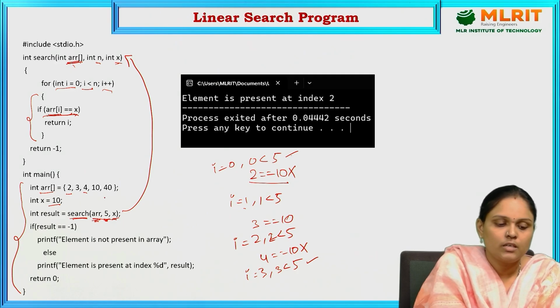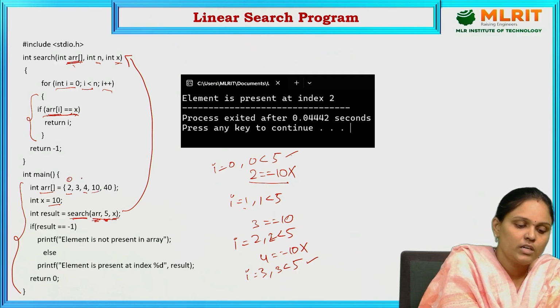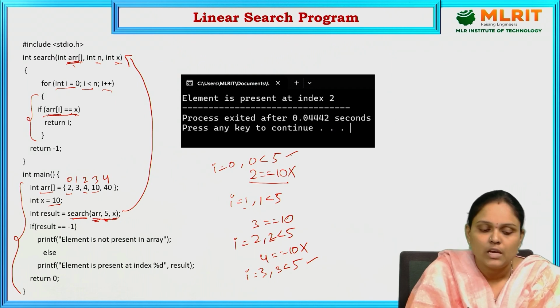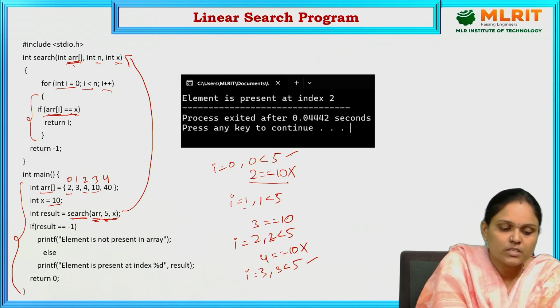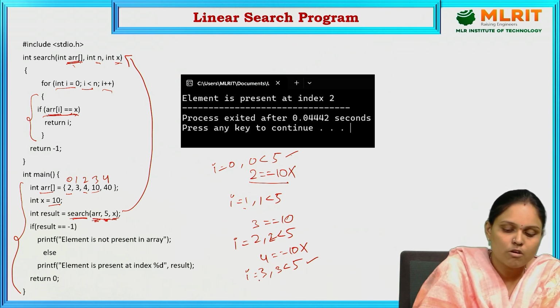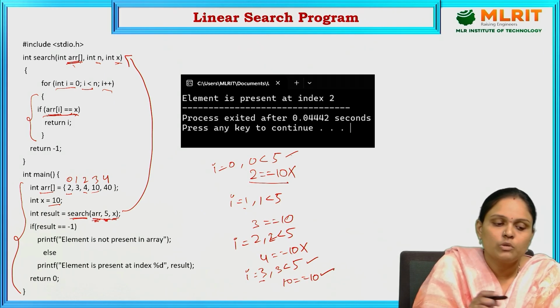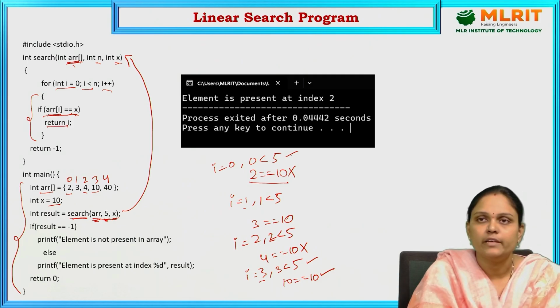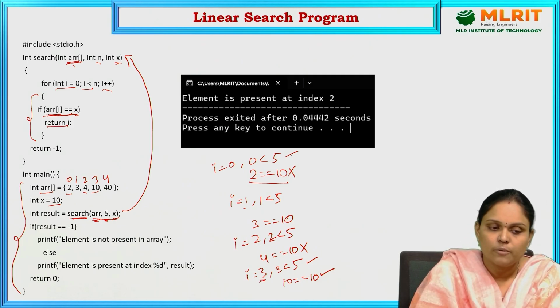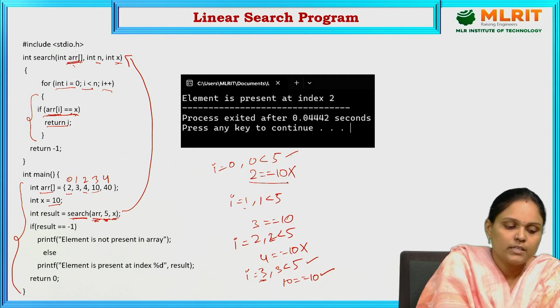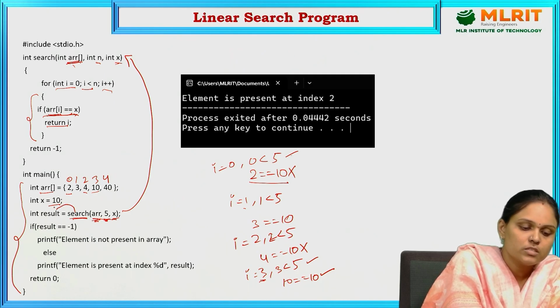And here in the third index position, so this is index 0, 1, 2, 3, 4. So these are the index values. And in the third index, see, a of i is a of 3, and a of 3 is 10. So 10 double equals 10. Yes, here the condition is true. So what are we returning here? We are returning the i value. So what is the i value here? 3. So the 3 will be returned.